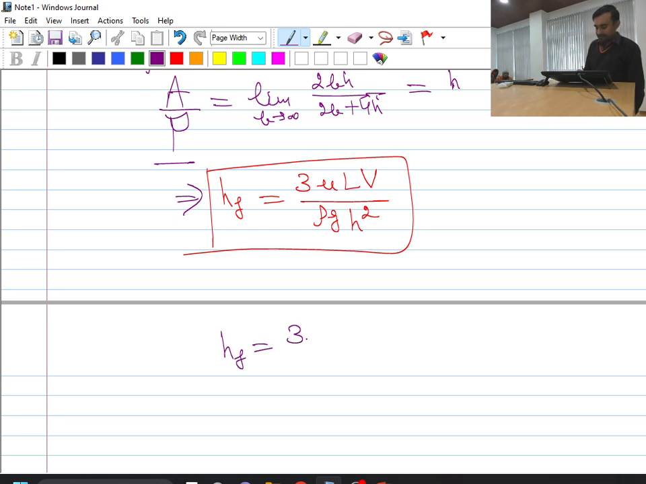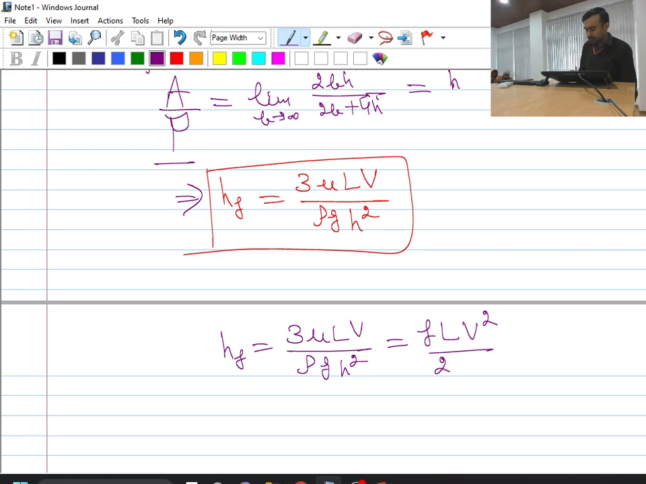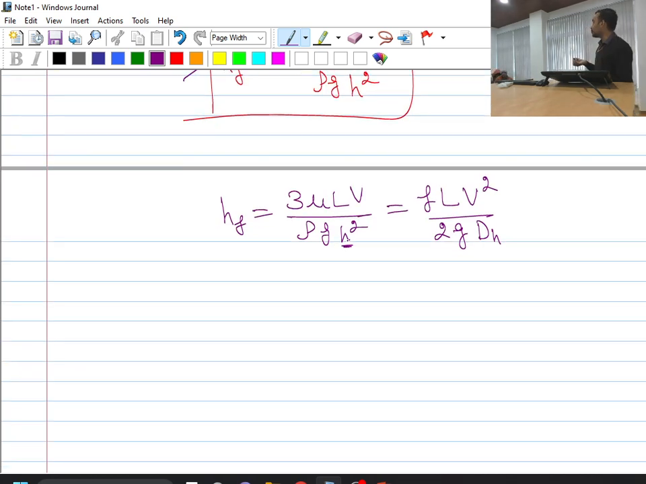HF is equal to 3 mu LV by rho G H square. If I have to calculate the friction factor, then I can equate it to the generic pressure drop equation, which is equal to FL V square upon 2GD, and this is a non-circular duct, so in place of D I have to write DH. Is this point clear? Now I also want to make the H square on the left hand side identical to the hydraulic diameter. So what is the hydraulic diameter of this? Hydraulic diameter will be 4A by P. So if A by P is H, then of course 4A by P will be equal to 4H.